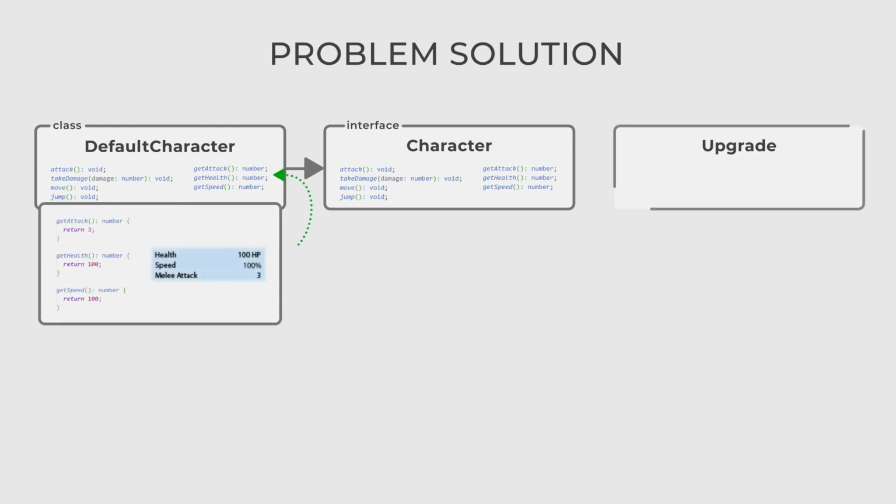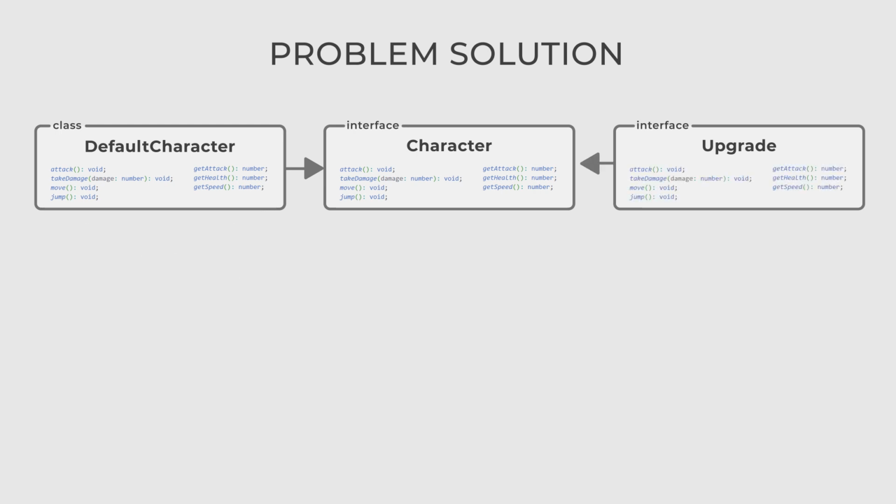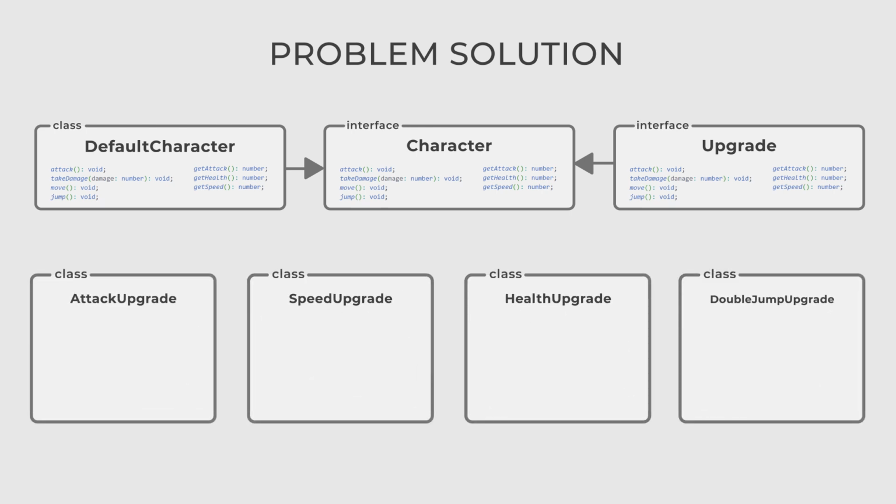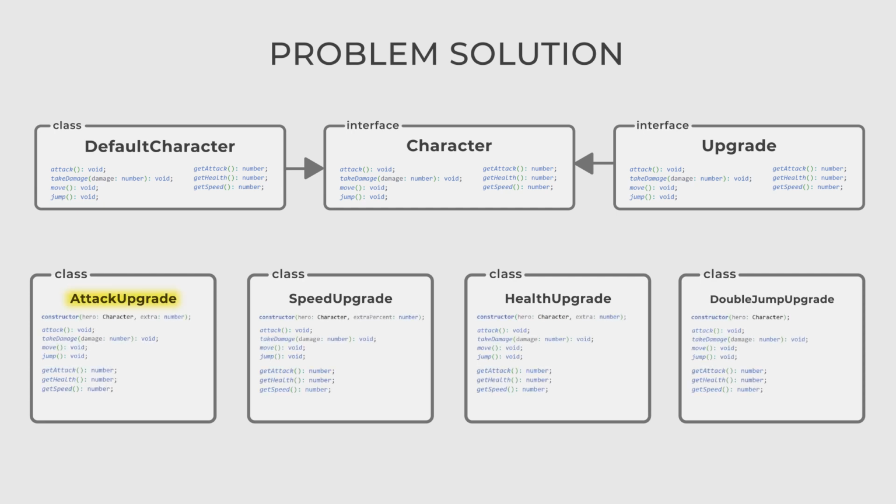After that, let's create an upgrade interface that extends the character interface and will be used for the concrete implementations of upgrades. And finally, let's create classes that implement the upgrade and call them attack upgrade, speed upgrade, health upgrade, double jump upgrade, and so on.